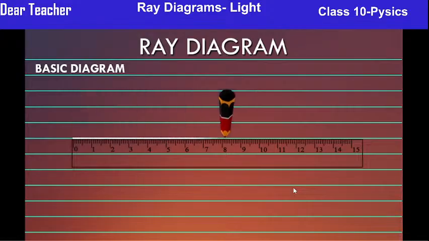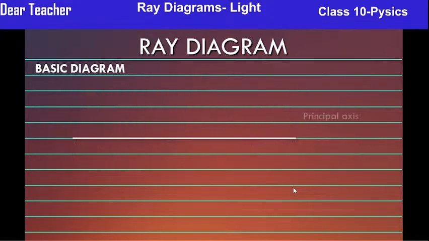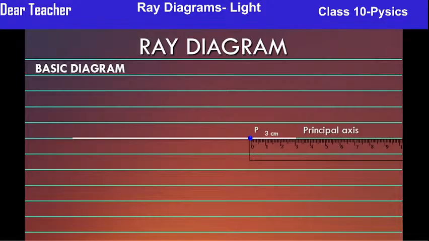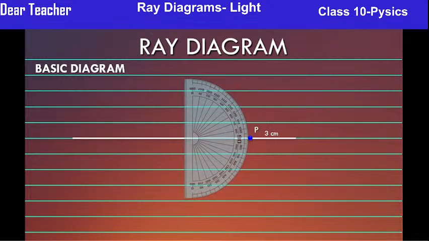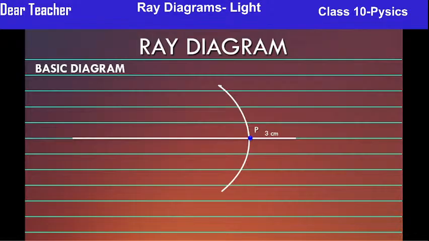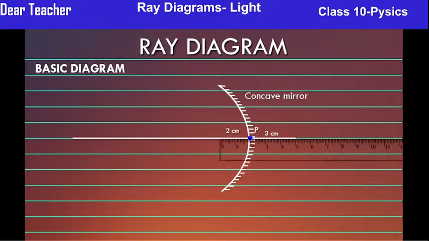I told you that you should draw the principal axis first, and then you have to mark a pole of the mirror at some distance, 3 centimeters, because I am using the protractor here. Pole you have to remember, and then you have to bring the protractor to draw the mirror, and then shade it so that it will become a concave mirror, and then mark focus at 2 centimeters, and then mark center of curvature at 2 more centimeters.